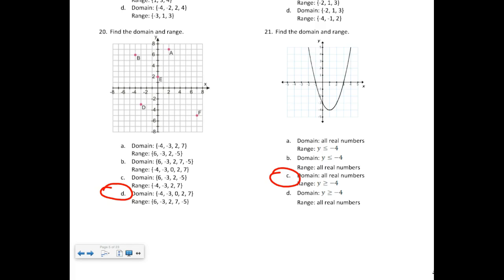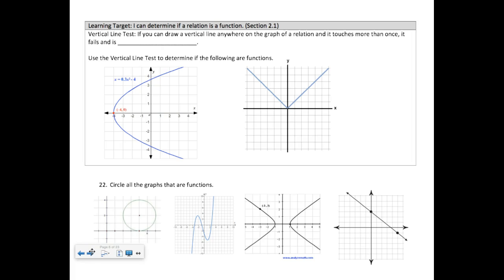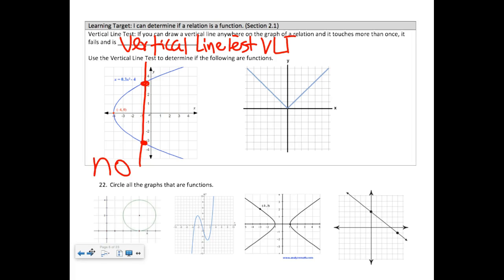All right. The next thing we're going to talk about is functions. When we were talking about functions, we had a test to know if something was a function or not. Do you remember what it was called? Yeah, we call it the vertical line test, VLT. Reminder, it's when we draw a vertical line through a graph. If it hits it more than once, it is not a function. So if I look at this graph here, I see that it touches it here and here. So this is not a function because it fails VLT.